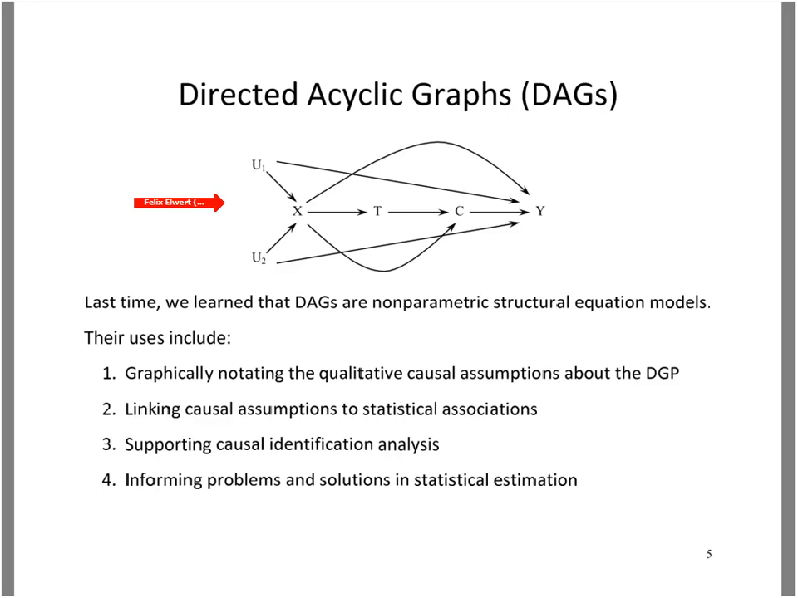So that's great, right? Causal inference requires causal assumptions, and the DAG is an efficient means to notate the qualitative causal assumptions that applied scientists are comfortable talking about. So then, once we've notated the assumptions, we come to the second use of DAGs, which is to link the causal assumptions of the model to the statistical associations that we might observe in data. So the DAG works as a translation tool, really.